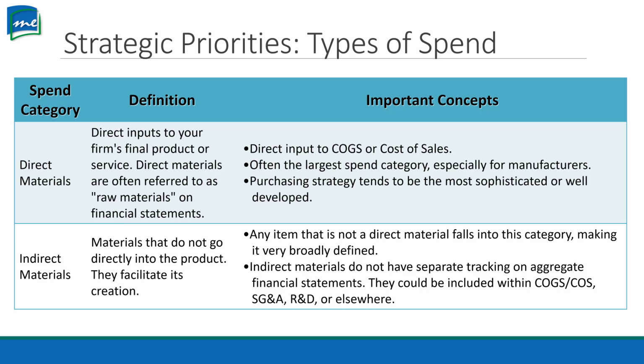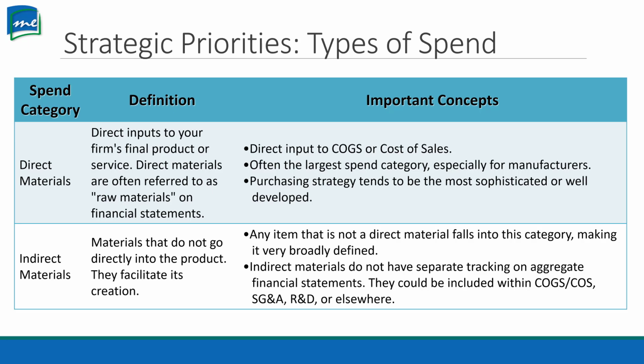And then for indirect, any item that does not fall in the direct material category. And it's very broadly defined, these indirect materials. And sometimes indirect materials don't have separate tracking. So you can't say, okay, we purchased this item and it was going to go to this piece of equipment and this equipment helps make this. Sometimes it's just marked down as maintenance. And that's all you know about that purchase. Well, what did they do maintenance on? So it's hard to keep track of some of these indirect materials purchases.